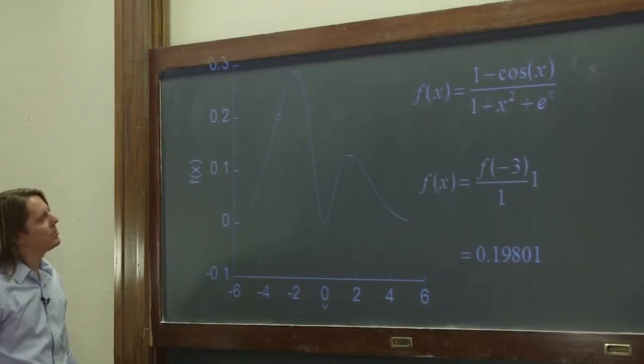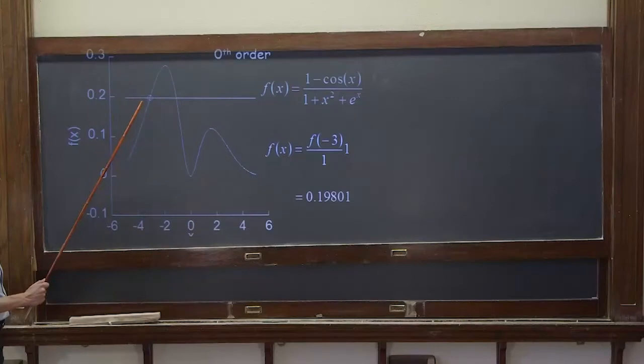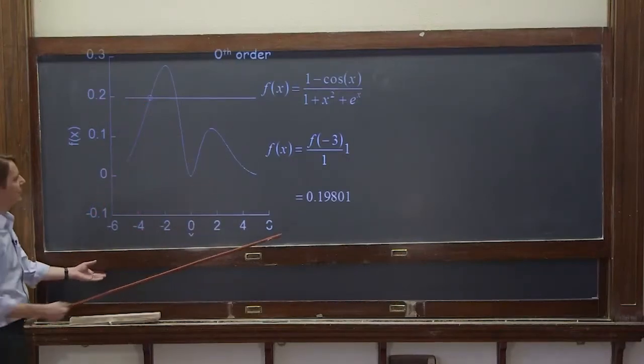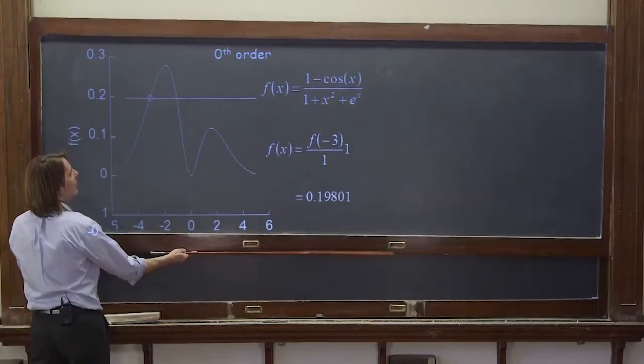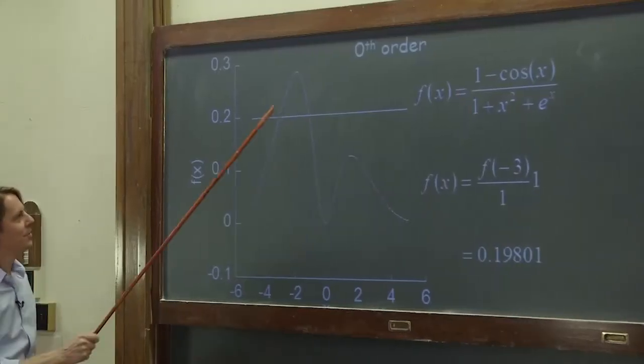Let's see how our approximation looks at this point. Not very good. Okay? So it's basically just a constant, and you can see that's the 0th order approximation.